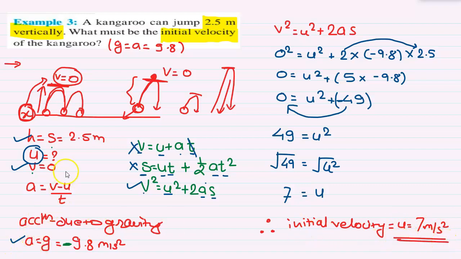Just remember one very important thing: whenever velocity decreases, and here velocity is decreasing from x to 0, due to what? Due to acceleration, the earth is pulling it downward, therefore velocity decreases. Therefore we have to take this value as minus 9.8 meter per second square. So I explained this because many students have doubt in this. Okay, so thank you.